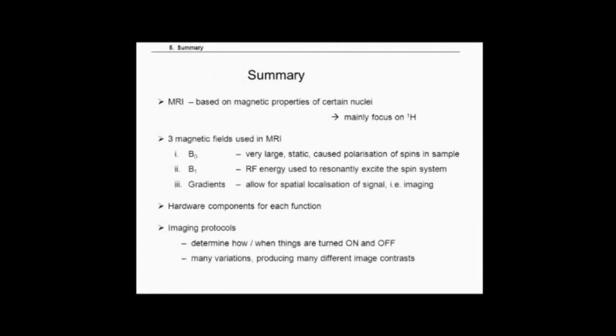So just to finish off, a quick summary. MRI is based on the magnetic properties of nuclei, mainly hydrogen, although there's a lot of activity imaging sodium and other nuclei as well. The signal tends to be quite a lot less with these other nuclei. We have three main magnetic fields: our B0, which is very large and static, our B1, which is the RF energy that we excite the sample with, and our gradients, which enable us to spatially localize to produce imaging.